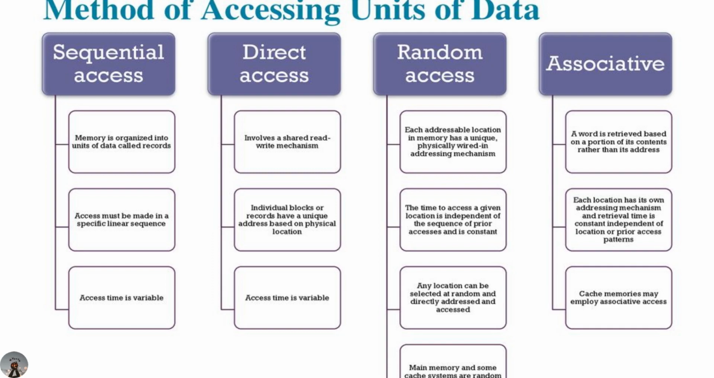The last type is associative access. In this memory, a word is accessed rather than its address. This access method is a special type of random access method. A word is retrieved based on a portion of its content rather than its address. Each location has its own addressing mechanism, and retrieval time is constant, independent of location or prior access patterns. Thus, the application of associative memory access is cache memory.